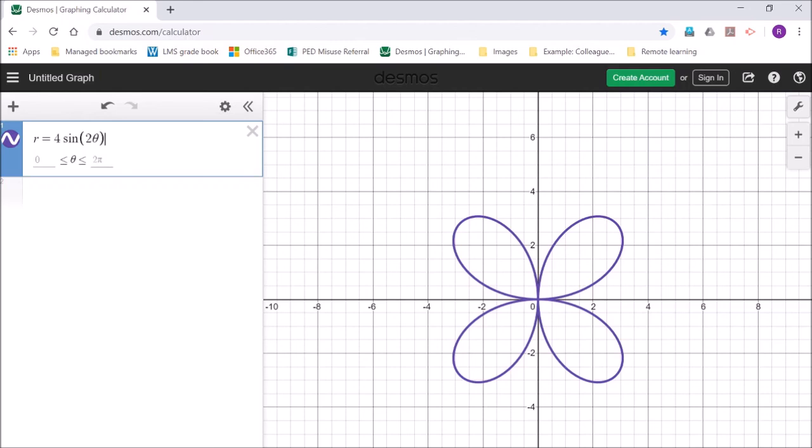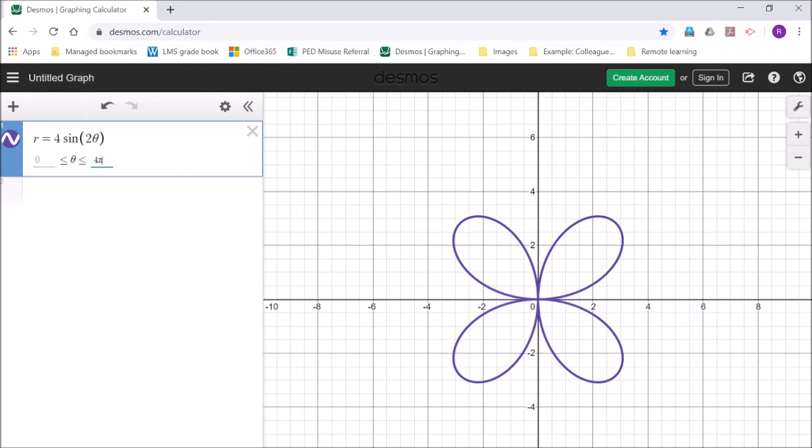So let's say we wanted to go further than 2 pi. You can take this and say, okay, 4, and then type in literally pi for pi, 4 pi, and boom, that changes the range. Although for this particular equation, that doesn't change the graph because after theta gets to 2 pi, it starts repeating itself again.